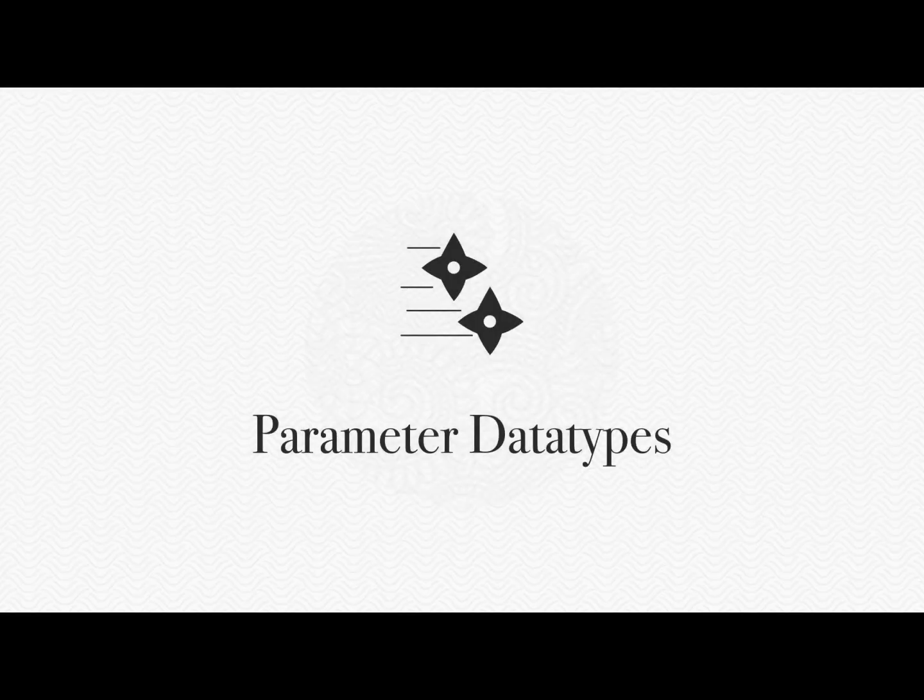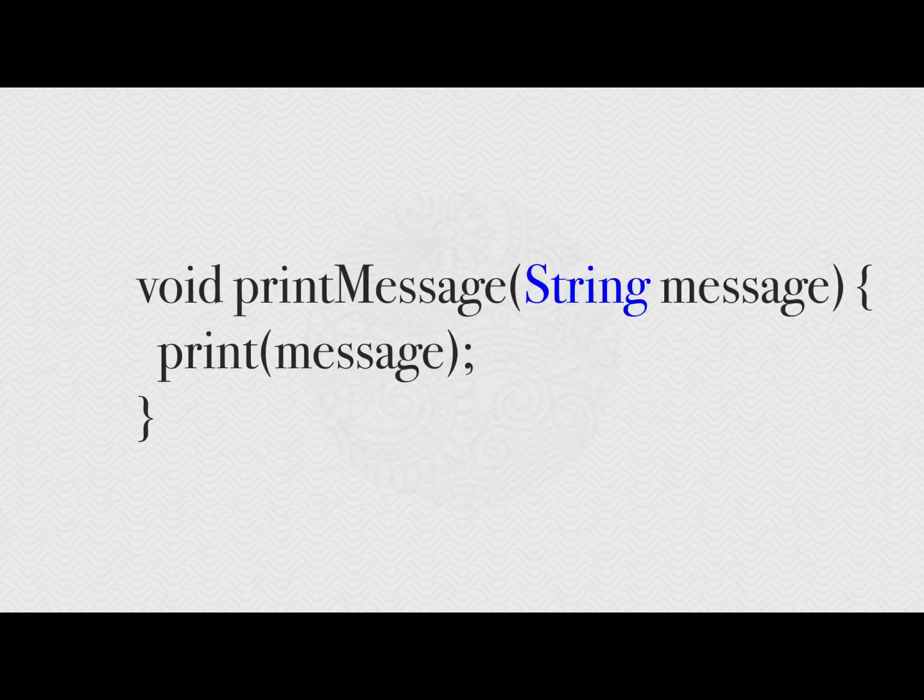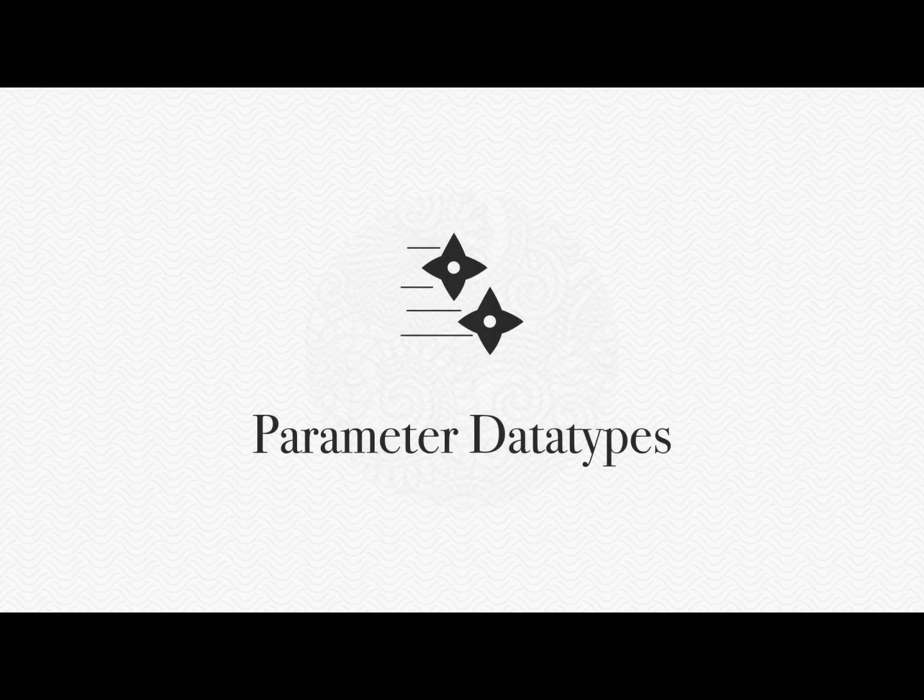Functions often take parameters, which are inputs that the function uses to perform its task. These parameters have data types, defining the type of data they should receive. Like a Ninja preparing specific tools for a mission, specifying parameter data types ensures that the function receives the correct kind of data. Here, string is the data type of the message parameter, indicating that it should receive a string as input.